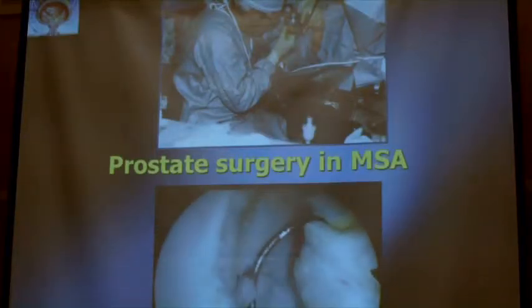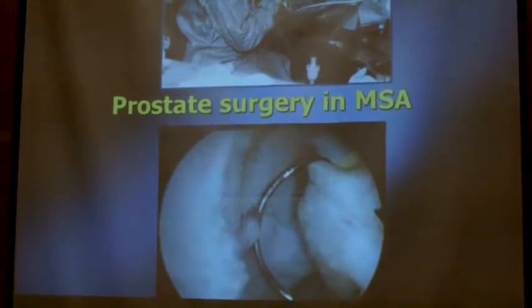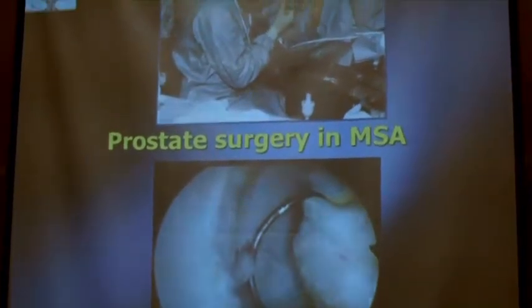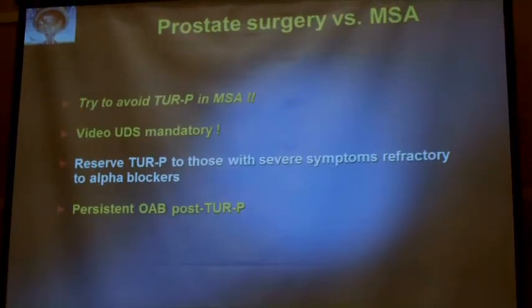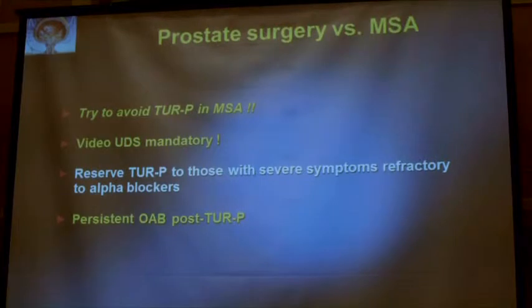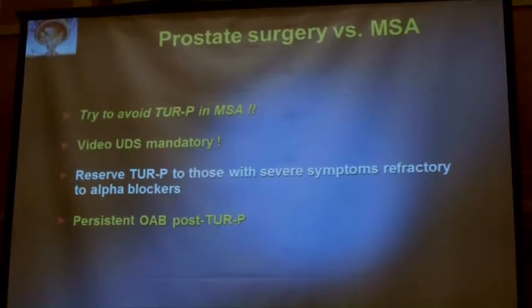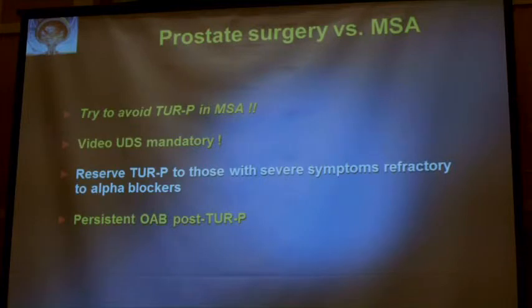As I said, prostate surgery should be avoided in patients with MSA unless it becomes mandatory, when the prostate is so much enlarged and the medications, like tamsulosin or any other alpha blocker medications, are not working. It's very, very important to do the urodynamic study in these patients, as it cannot be overemphasized, to know what type of problem is there in addition to the prostate enlargement. And it is very, very important to realize that the urinary symptoms may still persist after the prostate surgery, and they certainly need additional medical or surgical treatment even after prostate surgery.